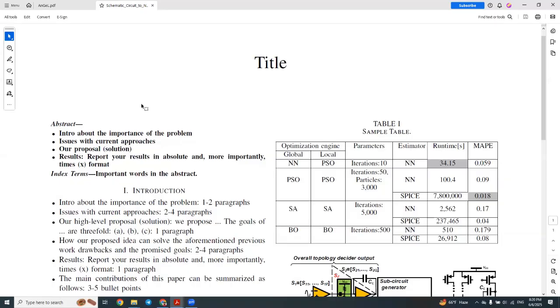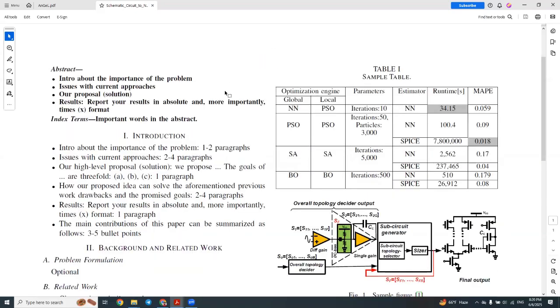We talked about the abstract and how to write it properly, and the importance of the title and everything. Now we jump into the introduction. As we said, the introduction is the second most important thing in the paper after the abstract.